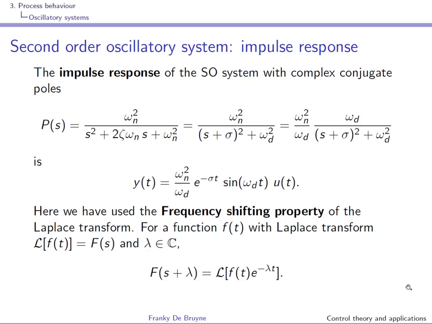We had already computed the impulse response of this second order oscillatory system, right? And we had rewritten the transfer function as follows, and you can see here that the impulse response is a sine at the frequency omega d, so the damped frequency that is damped by this exponential. And to find this, as I've said before, you need to use this property of translation in frequency, or this frequency shifting property, and here it is.